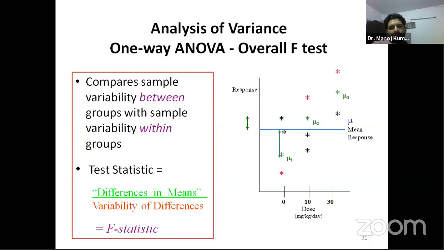So you want to see how these three doses work. Zero dose means a dummy vaccine, or a 10 mg vaccine, or a 30 mg vaccine that you give to the patients, and then you want to see what the effect is on their mean responses.